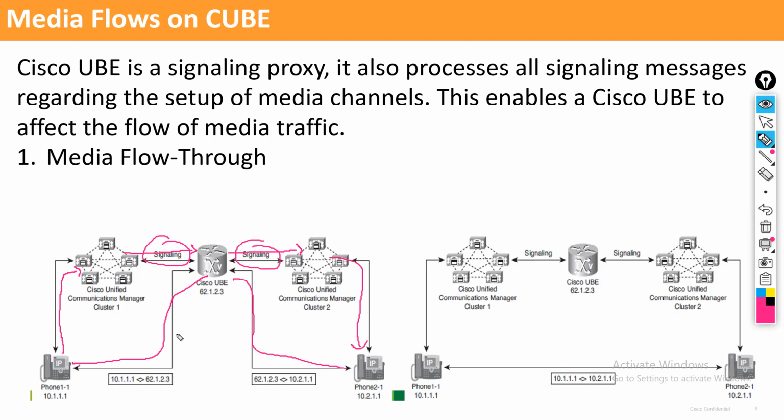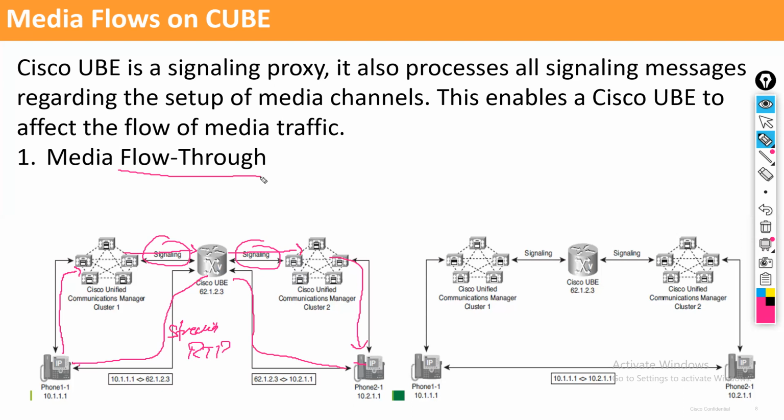So this is the streaming protocol. Signaling goes from IP phone to Call Manager to gateway, and gateway to Call Manager to the IP phone. This is signaling. Once the call is established, streaming goes from IP phone to gateway, and gateway to IP phone, but it's not going to the CUCM. So which one is the streaming protocol? RTP. So now, if the RTP is flowing via your CUBE router, then it's called media flow-through.